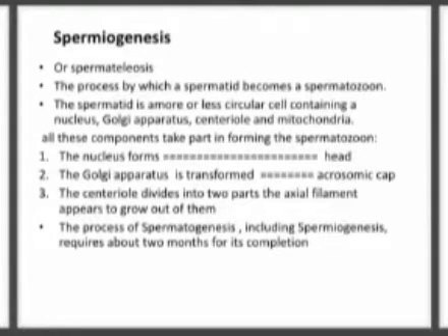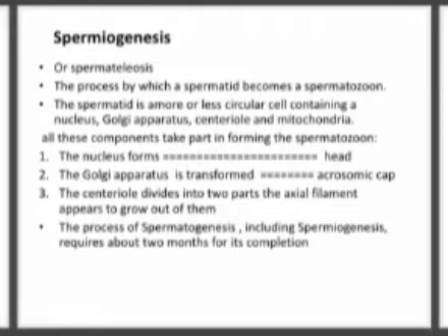Spermiogenesis is the process by which a spermatid becomes a spermatozoon. The spermatid is a more or less circular cell containing a nucleus, Golgi apparatus, centriole, and mitochondria. All these components take part in forming the spermatozoon. The nucleus forms the head. The Golgi apparatus is transformed into the acrosomic cap. The centriole divides into two parts. The axial filament appears to grow out of them.